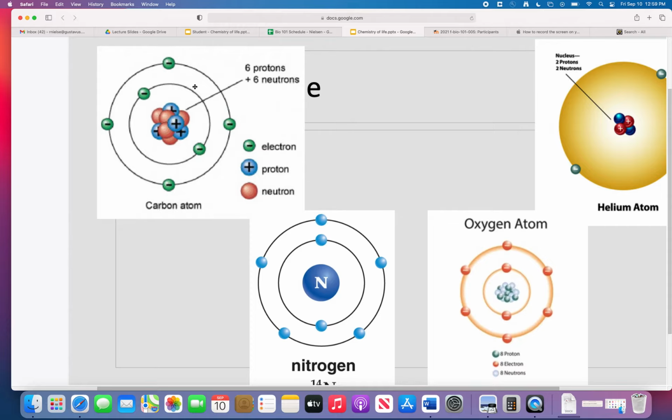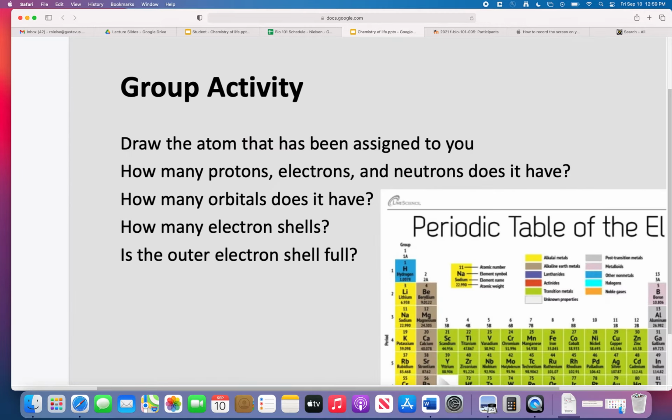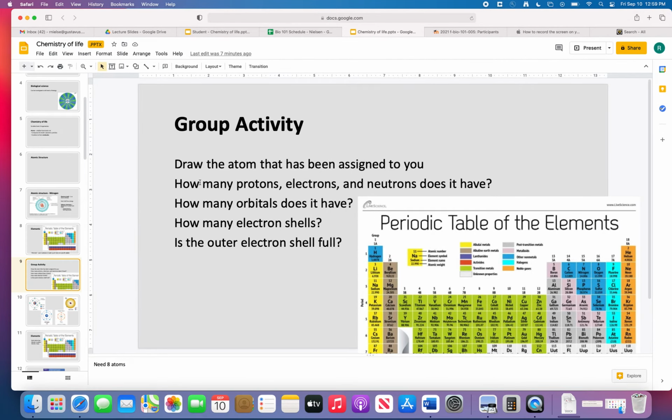Now, in the case of carbon, we only have 4 electrons in that outer electron shell. They're going to be divided up equally, so each is going to be its own orbital. They're just not going to have an electron pair. They're all going to be singular. So we have 5 orbitals there. How many electron shells? 2, yes. Let's go back to nitrogen.